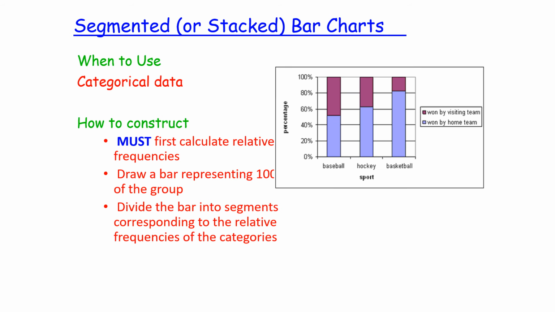Here we have an example. So we see that for each group, baseball, hockey, and basketball, the combined bars add up to 100%. And here we see the relative frequency for the win by the home team and the win by the visiting team.